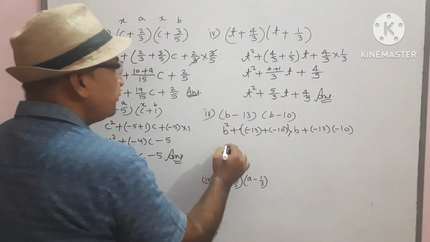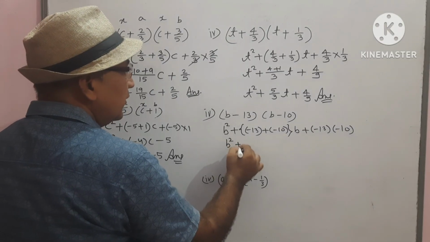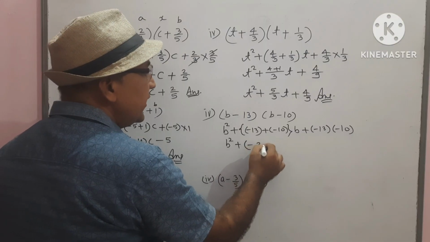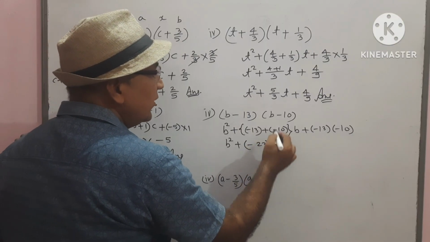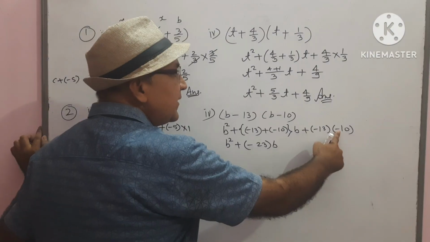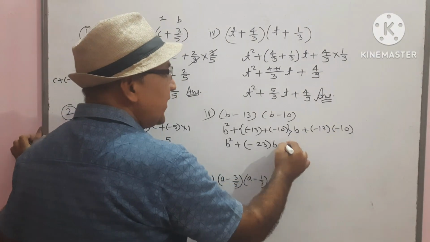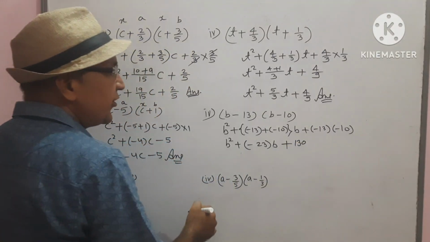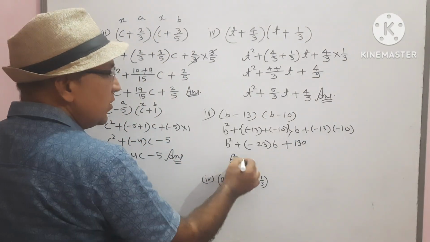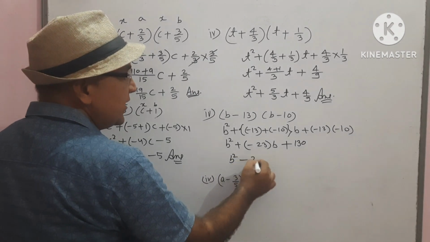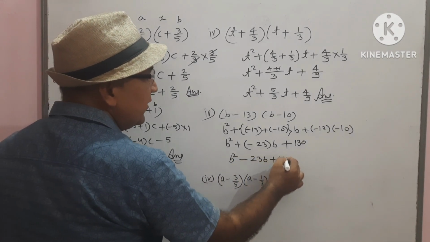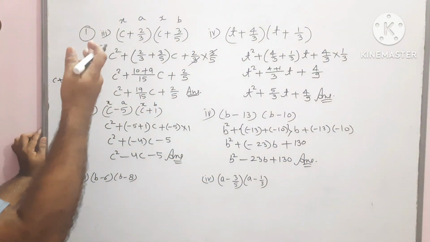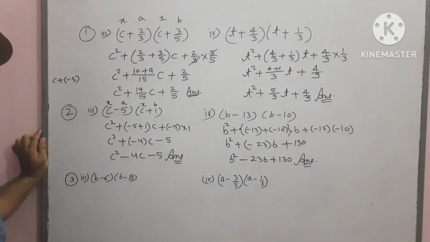Now calculate it. Minus 13 is added with minus 10. It will become minus 23. Here minus into minus becomes plus. Plus is multiplied by plus becomes plus. 13 into 10 is 130. Now open this bracket also. Plus into minus becomes minus, then B square minus 23B plus 130, and this is your identity. That means every question is based on the same identity.